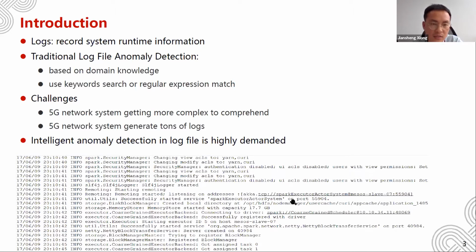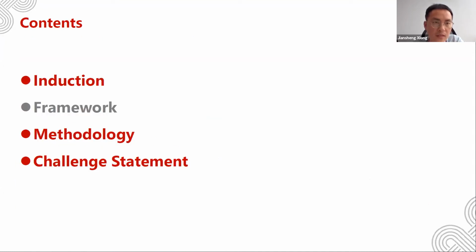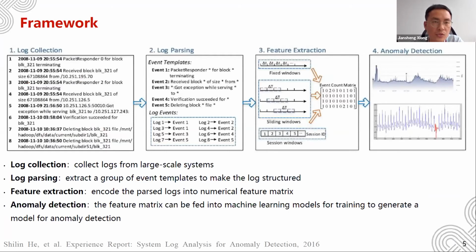And here is an example of the logs. They are unstructured data. Now you may ask me how to realize anomaly detection in logs. I'll show you the framework of this. The figure shows the overall framework. It involves 4 parts: log collection, log parsing, feature extraction, and anomaly detection.